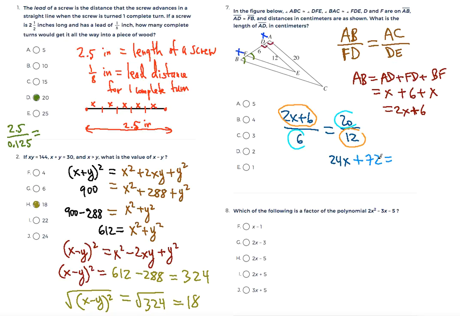Sorry, I'm writing with different colors, but don't worry about it. I mean, you can still see the work. Is equal to 120, right? Subtract 72 from the 120, you'll get 24x is equal to 48. I'm not even using the calculator, and I know that 24 is exactly 1/2 of 48, right? So x is equal to 2.